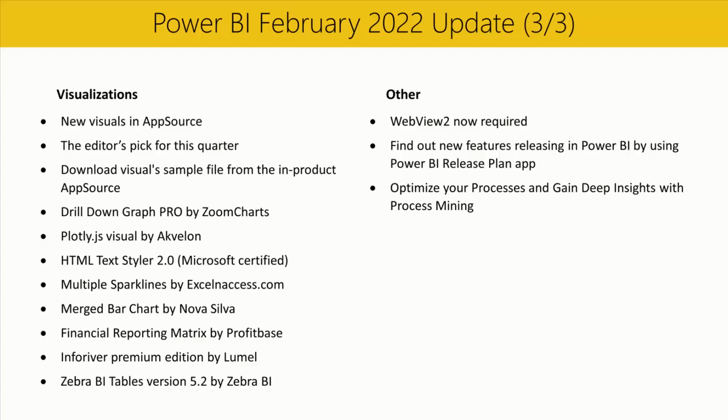This quarter's editor's picks are the Acteris reporting visual by Acteris, the PMBI process mining visual by ProcessM, the merged bar chart by NovaSilver BV, the timeline box visual by TheraTrack, and the InfoRiver Professional Matrix/Table by InfoRiver. You can find all of these visuals on AppSource. For more information, check out their links in the video description below.